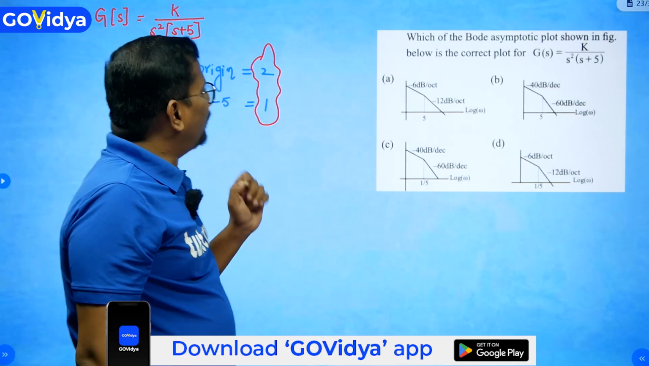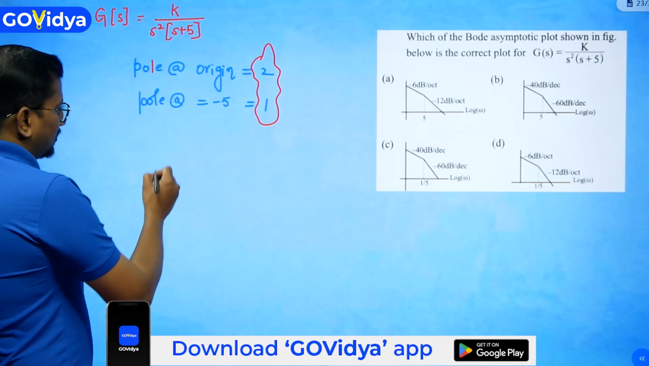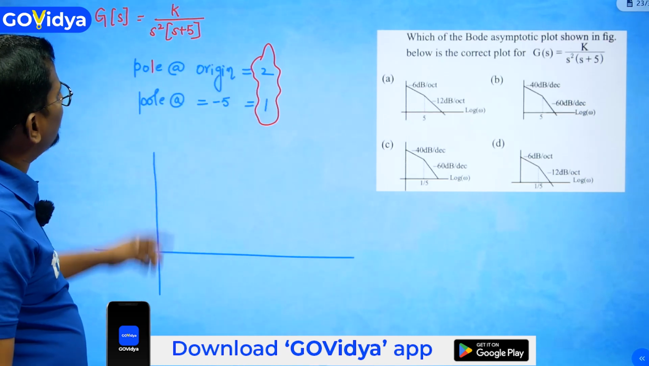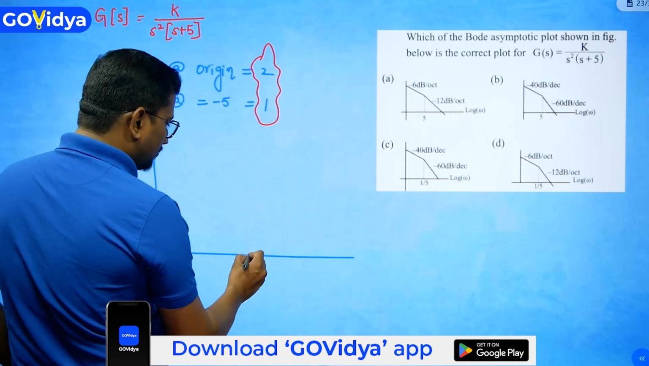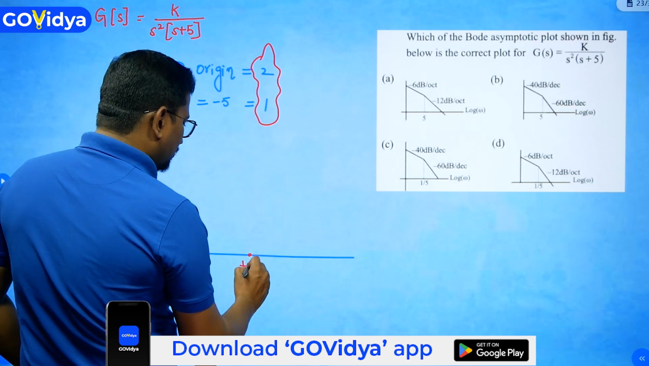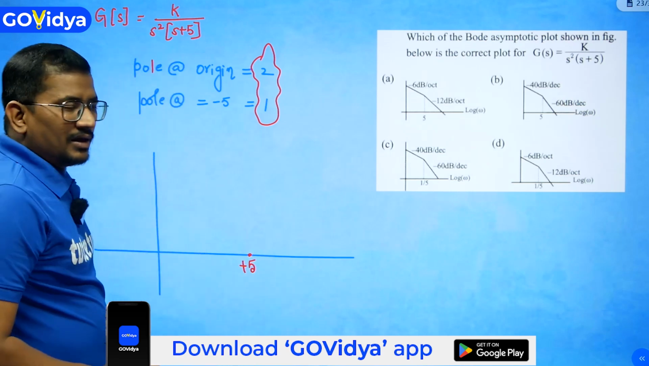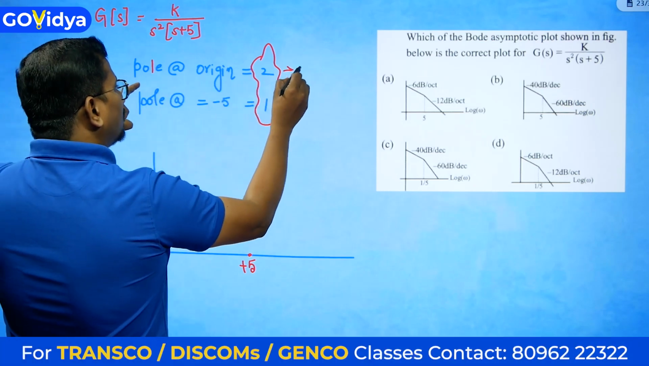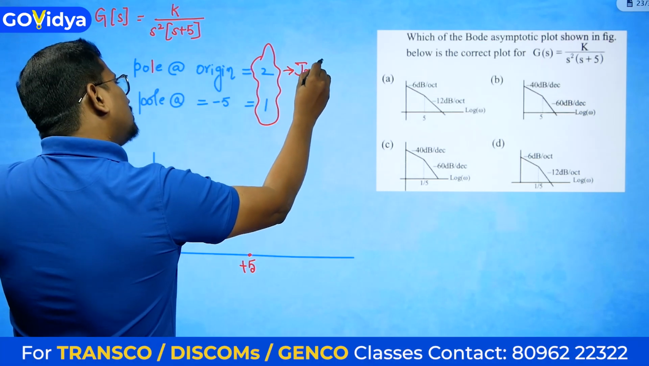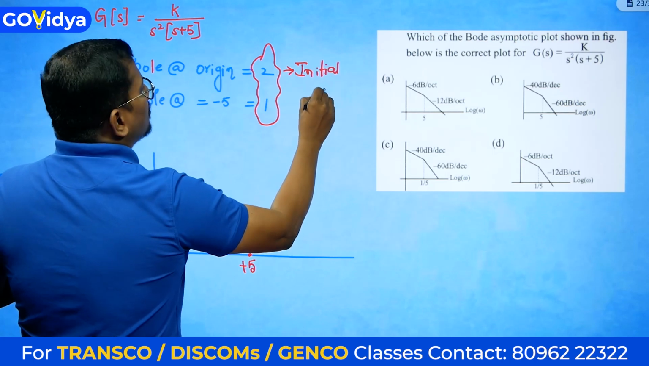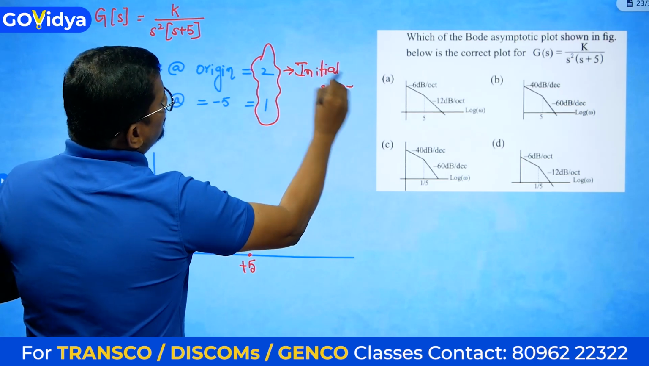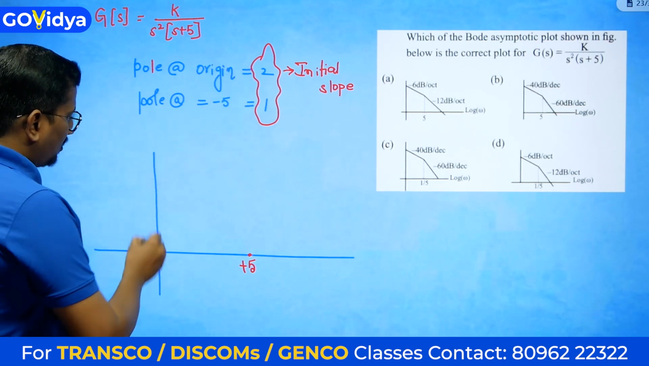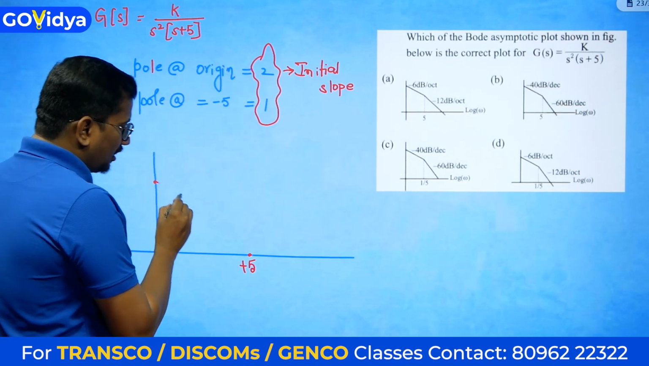Okay? So now, first of all, we need to identify the corner frequency. What is the first corner frequency? Can we say that the first corner frequency is at minus 5? Or first corner frequency at 5? Is there any initial slope? Yes, this is the initial slope. What is the initial slope? Double pole at origin, which is nothing but minus 40 dB per decade.